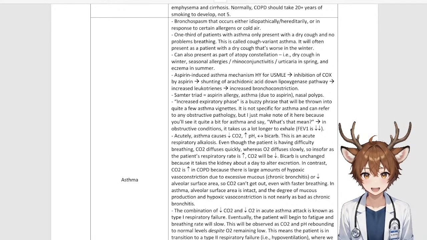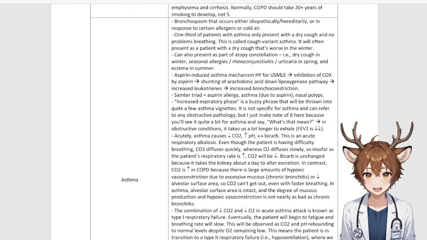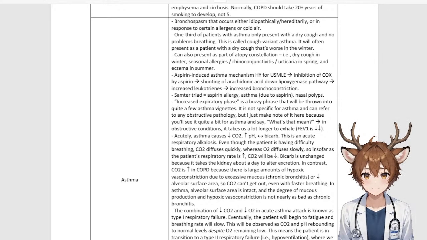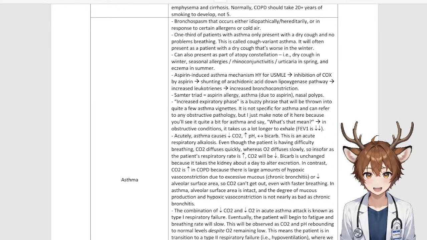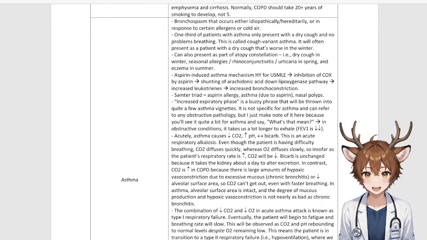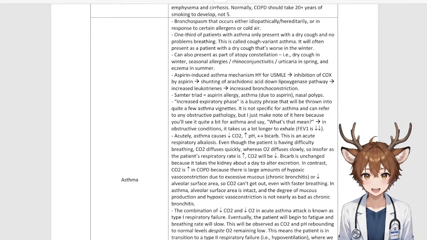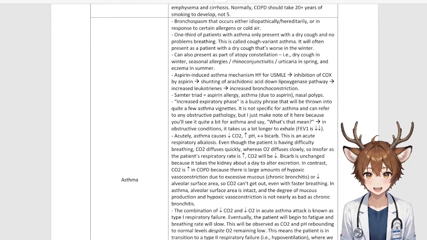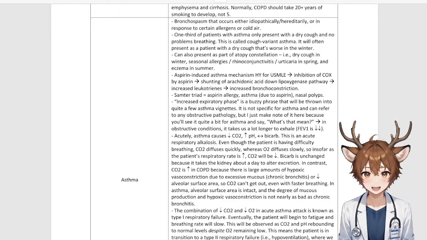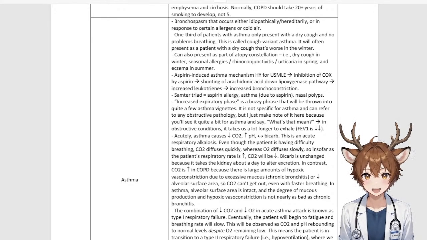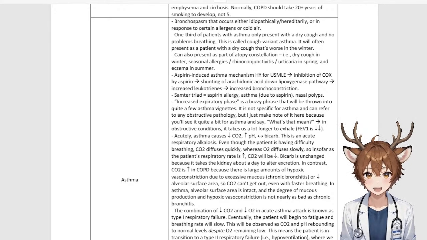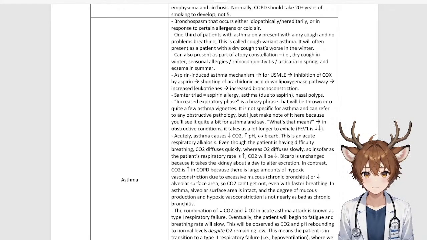In contrast, CO2 is elevated in COPD because there's large amounts of hypoxic vasoconstriction due to the excessive mucus of chronic bronchitis or the decrease in alveolar surface area. So CO2 can't get out, even with the faster breathing. In asthma, alveolar surface area is intact, and the degree of mucus production and hypoxic vasoconstriction is not nearly as bad as in chronic bronchitis.